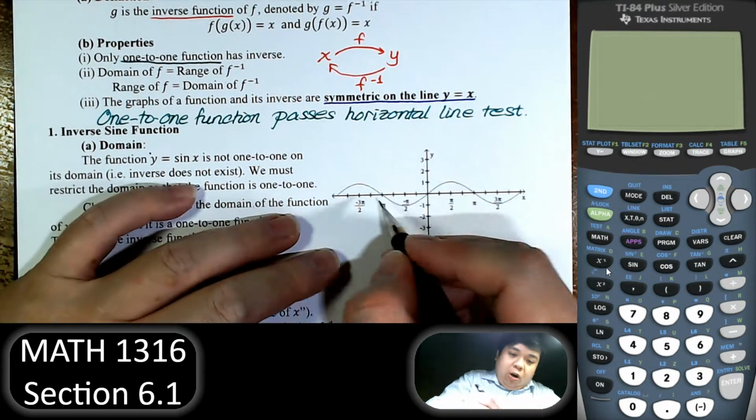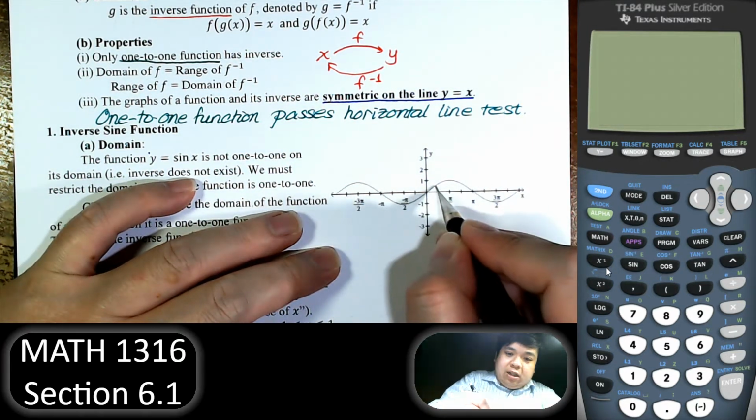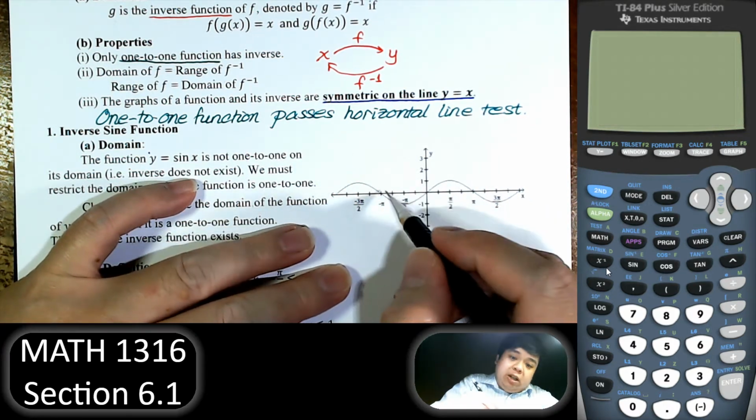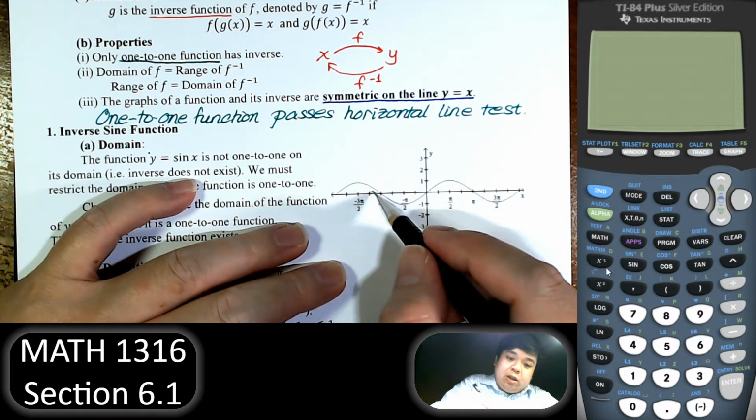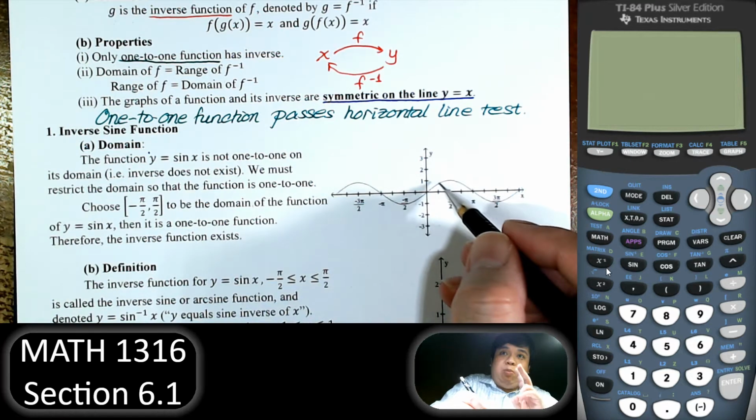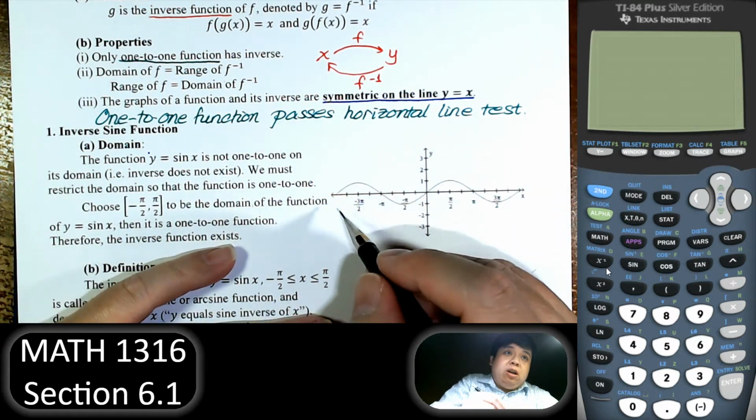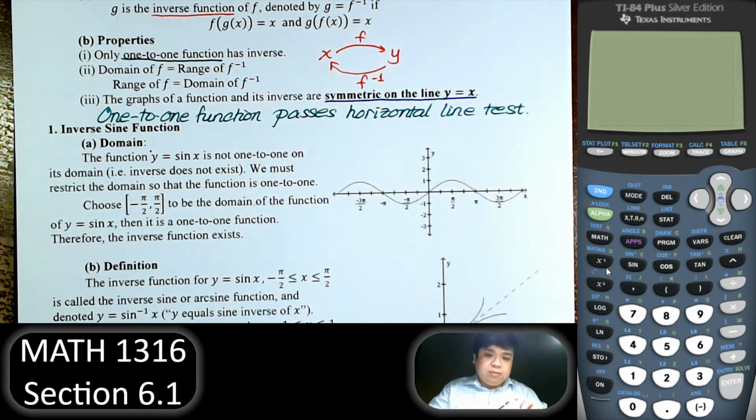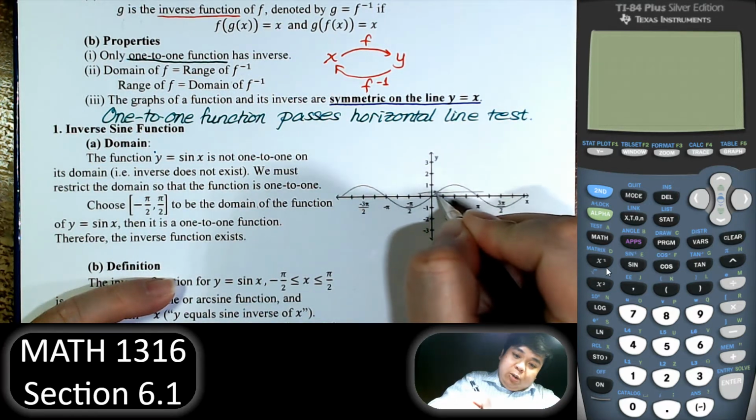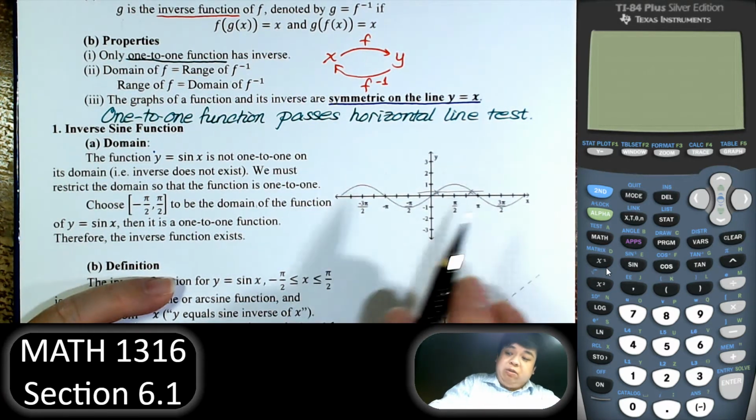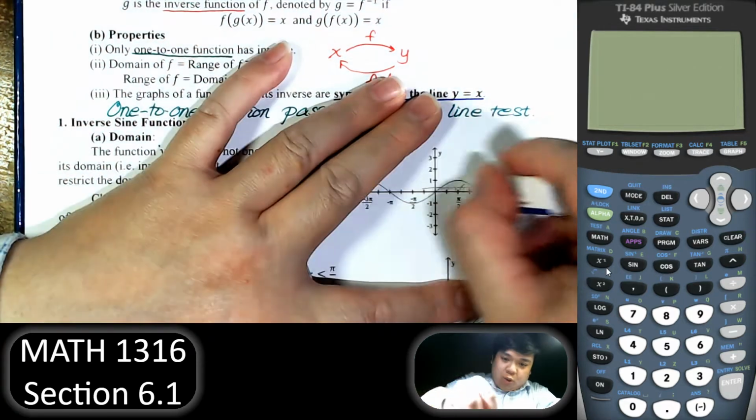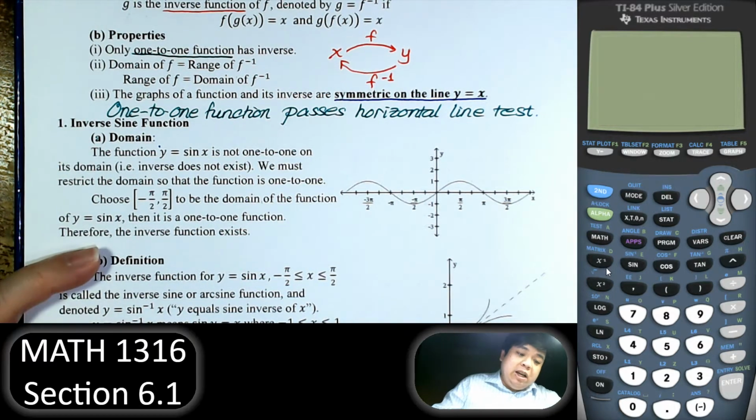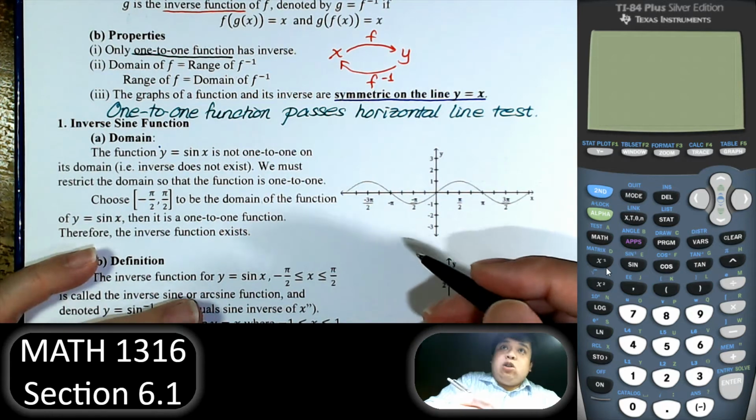That is, if we draw a horizontal line and it cuts the graph at more than one point, then it's not 1 to 1. Of course, for a periodic function the y values repeat, so there is one y value for different x values, so it cannot be a 1 to 1 function. If you draw a horizontal line, you cut at 2 points, or actually infinitely many points, so it's not 1 to 1. If it's not 1 to 1, then the inverse does not exist. So we have to restrict the function so it will be 1 to 1.